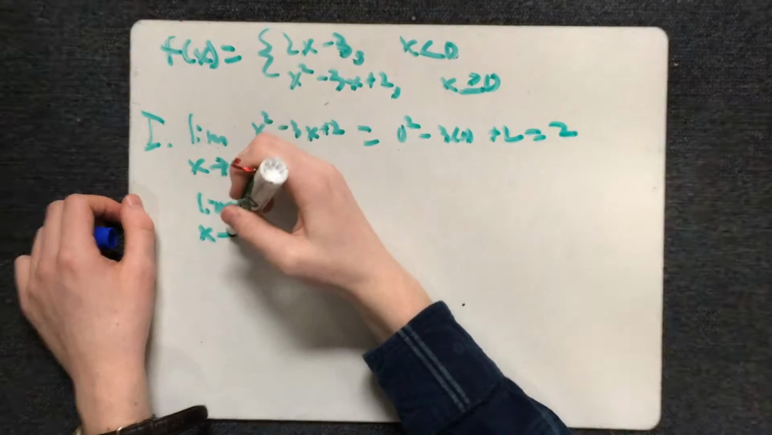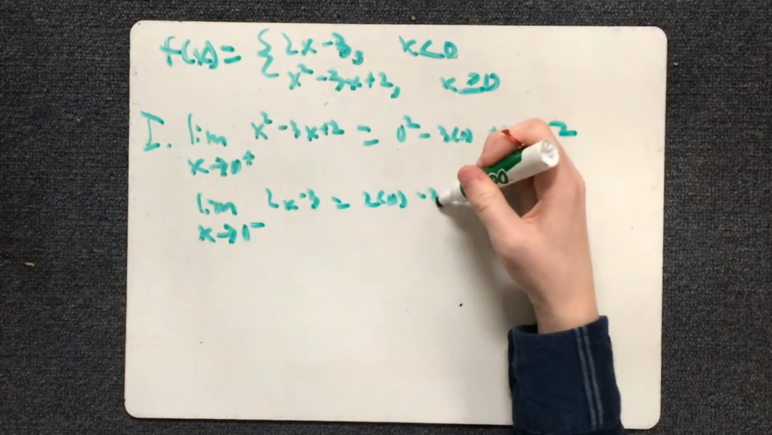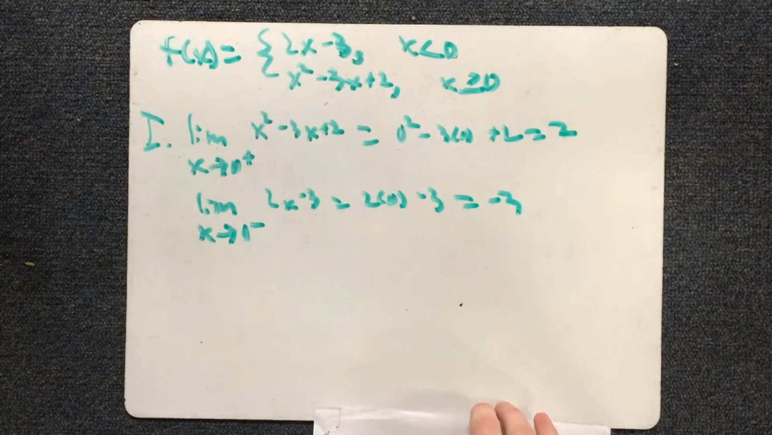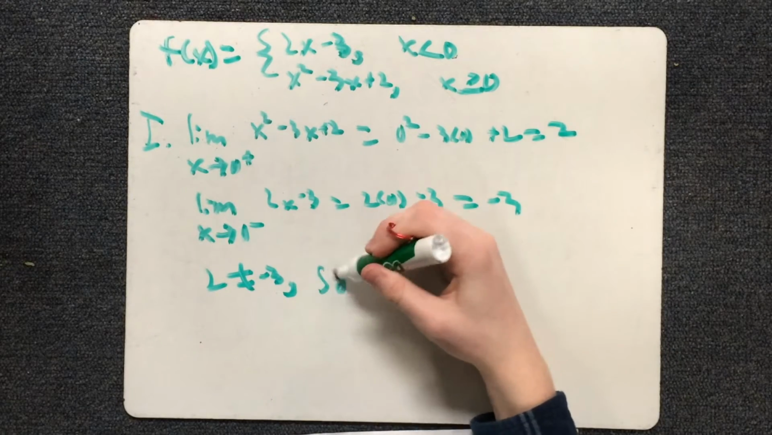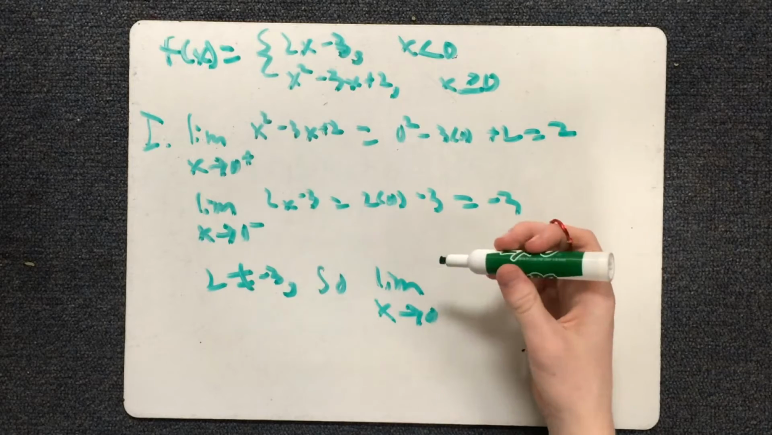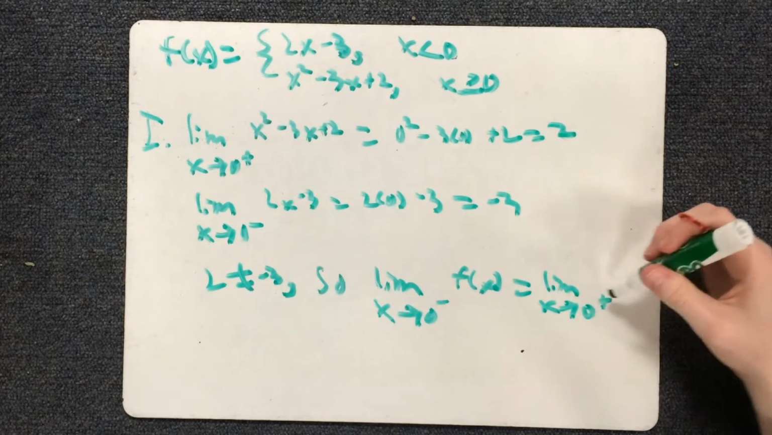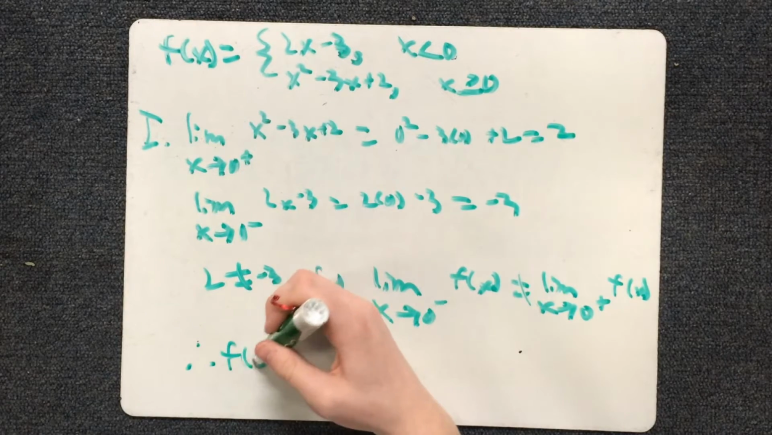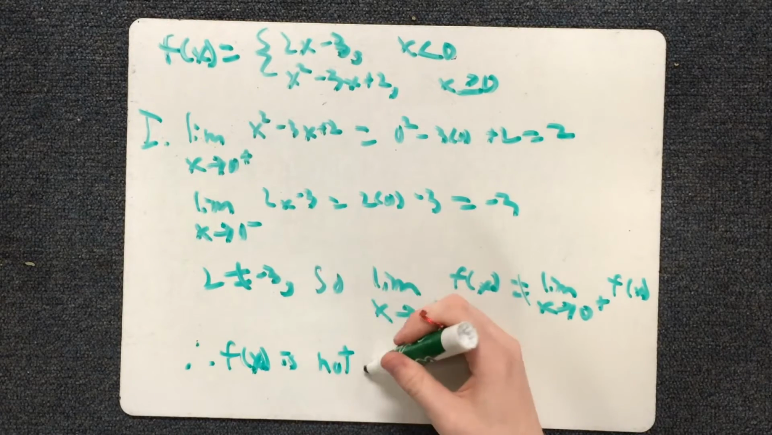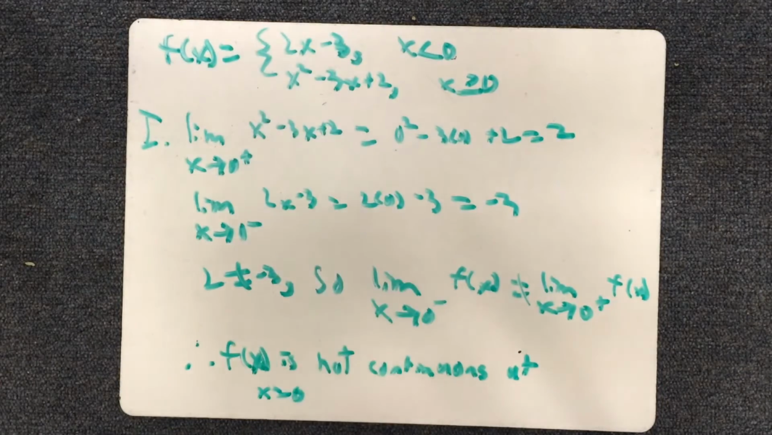The limit of f of x as x approaches 0 from the positive side uses the equation x squared minus 3x plus 2. This equals 2. The limit of f of x as x approaches 0 from the negative side uses the equation 2x minus 3. This equals negative 3. 2 does not equal negative 3. This means that the limit from the negative side does not equal the limit from the positive side. Therefore, the limit of f of x as x approaches 0 does not exist. This means the continuity test does not apply. Therefore, f of x is not continuous at x equals 0.